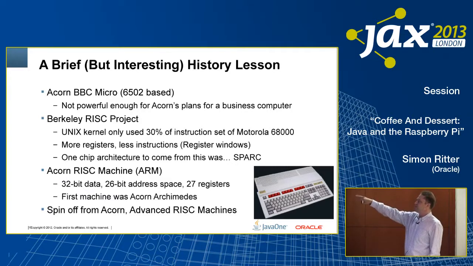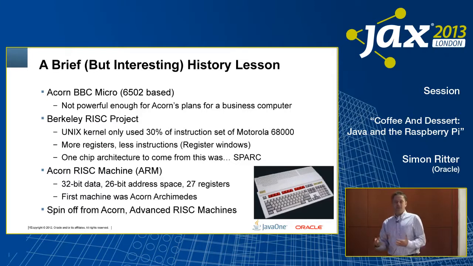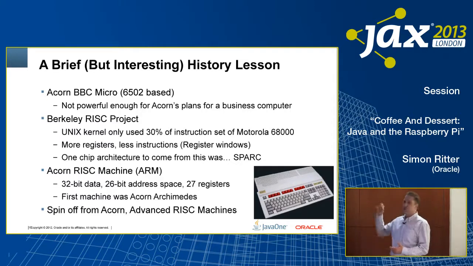They put more registers in, fewer instructions. And out of that came the idea of reduced instruction set computing. One of those was actually the SPARC processor, which ended up at Sun and now at Oracle. And out of that came the Acorn RISC Machine, or ARM for short. I suppose it really should be ARM rather than Arm, but that's what it became, the Acorn RISC Machine.